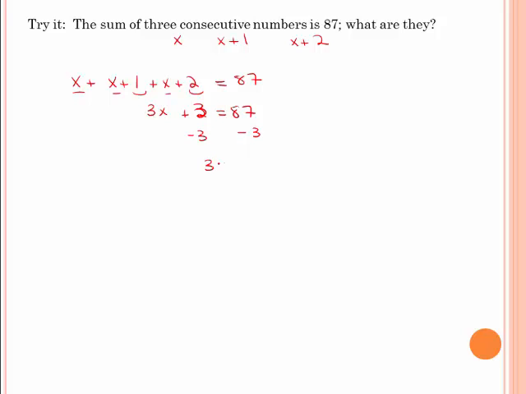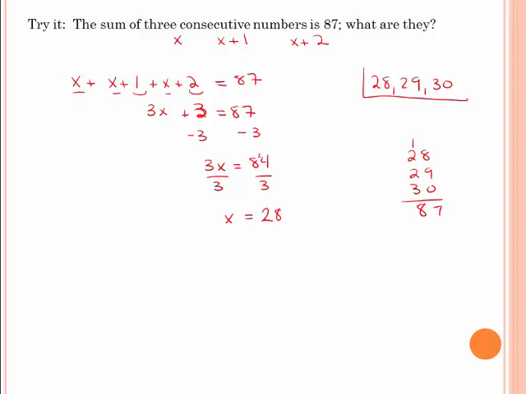Subtract 3 from both sides, and I get 3x is equal to 84. Divide by 3, and x is equal to, well, 3 goes into 8 twice, 2 left over, so 28. So my numbers will be 28, 29, and 30. And I want to add those together and double check and make sure they add up to 87. 8 and 9 is 17, 5, 6, 7, 8, 87. We did add up.